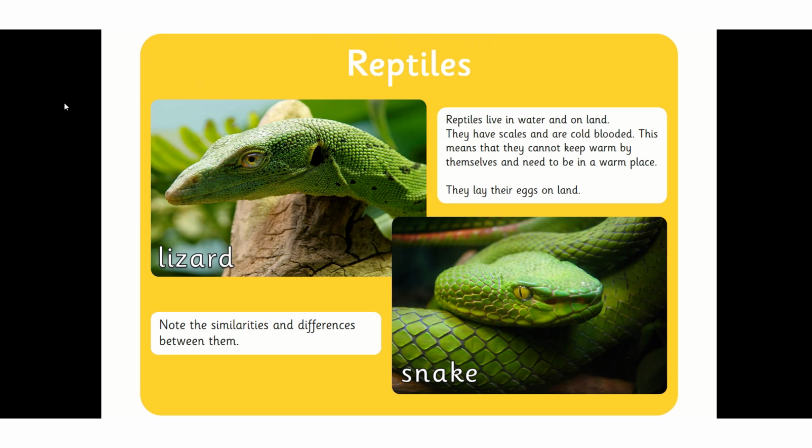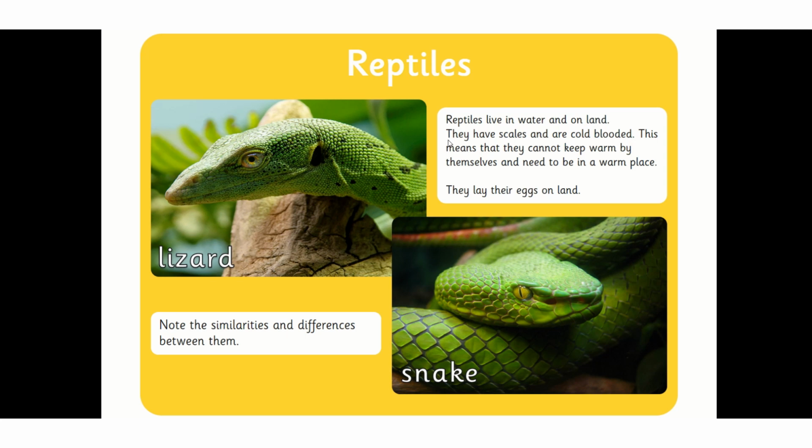Now we're going to look at reptiles and have a little think about these fantastic animals. We've got a lizard here in the top picture, and we've got a snake in the bottom picture. Let's read the information first about reptiles. Reptiles live in water and on land. I'm thinking now, I don't know if you are, that that's just the same as amphibians. Reptiles must be different to amphibians. Let's find out how.